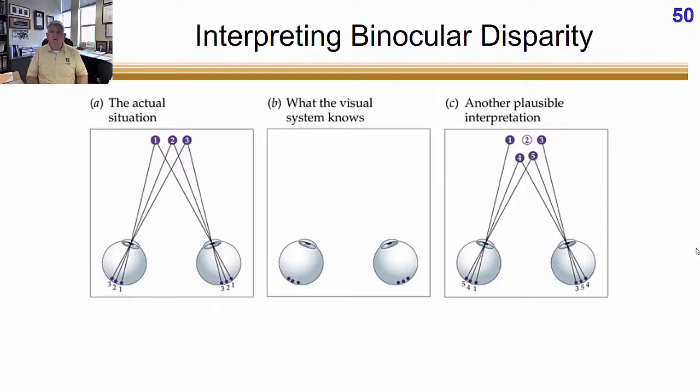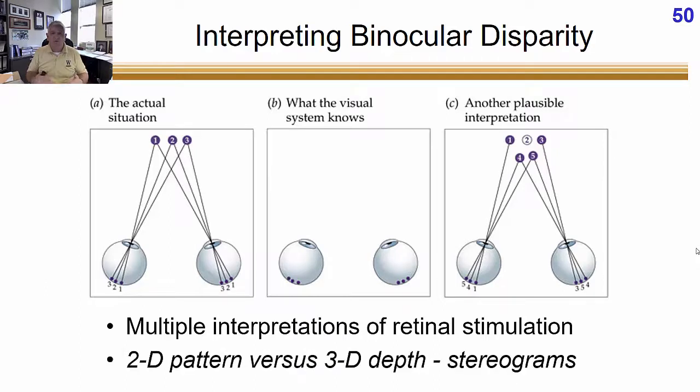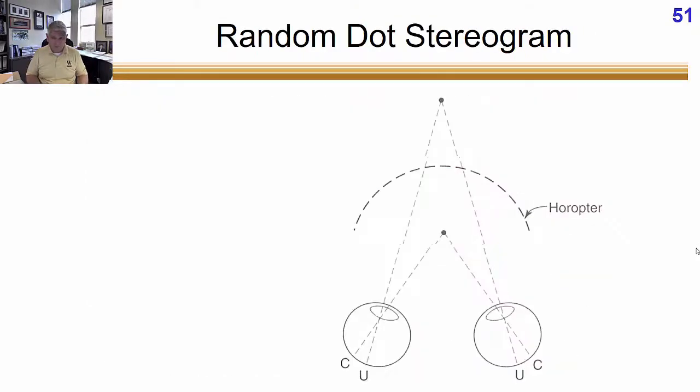All right, so having this correspondence problem, where multiple stimulations on the retina could arise from different things, allows us to create a three-dimensional perception from a two-dimensional pattern, which is called a stereogram. Sometimes it's also called a random dot stereogram. Sometimes they use random dots to hide the disparities. Sometimes they use patterns to hide the disparity.